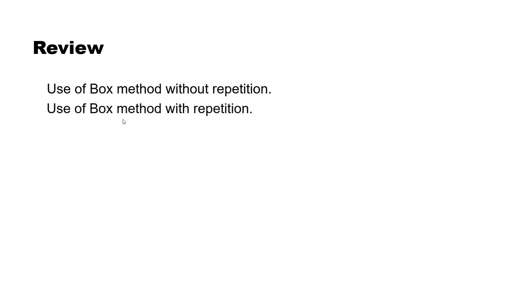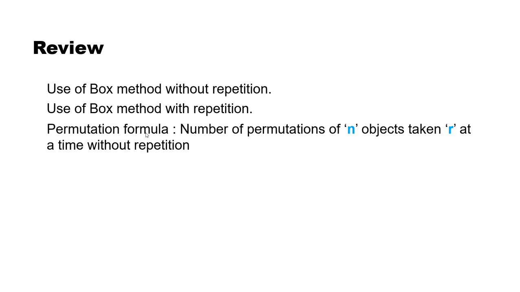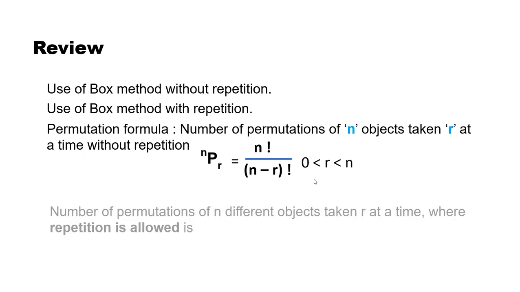Let's just review the concepts that we have learnt so far. We have seen the use of the box method for problems where repetition is not allowed, and we have also seen the box method for repetition being allowed. And the permutation formula: the number of permutations of n objects taken r at a time without repetition is nPr equals n factorial divided by (n minus r) factorial, and the number of permutations of n different objects taken r at a time where repetition is allowed is n to the power r.